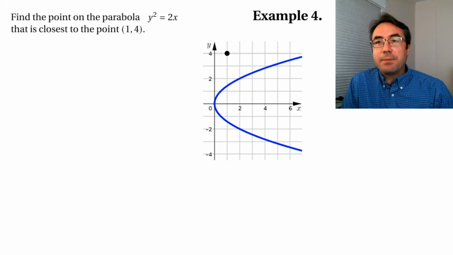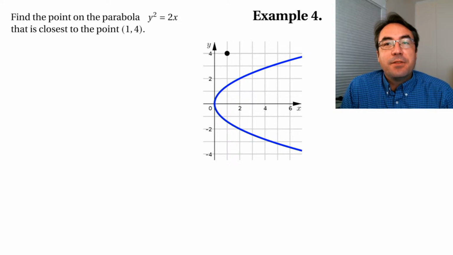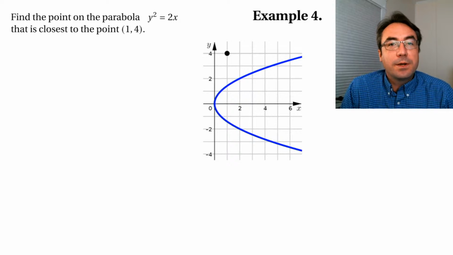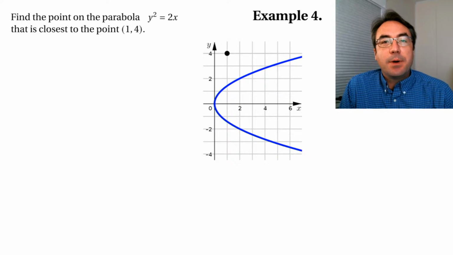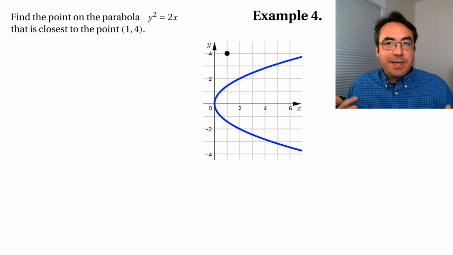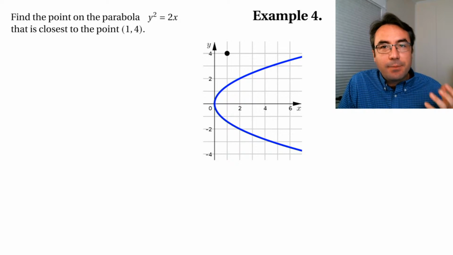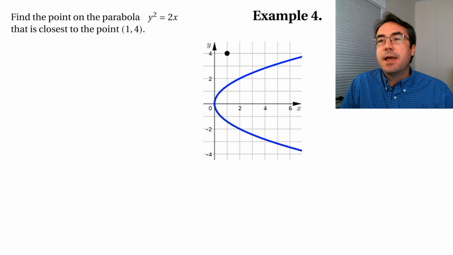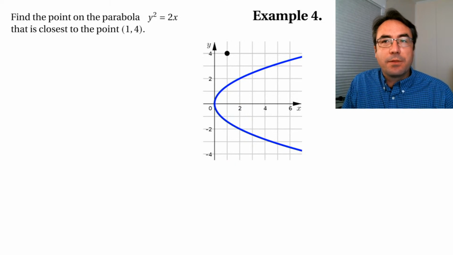All right, so let's read through the problem first. We want to find the point on the parabola y squared equal to 2x that is closest to the point 1 comma 4. So we're going to go through the process of solving these applied optimization problems. And really the step to get you started is to draw a diagram and think about what variables you're going to use and what possible equations you might have to work with.